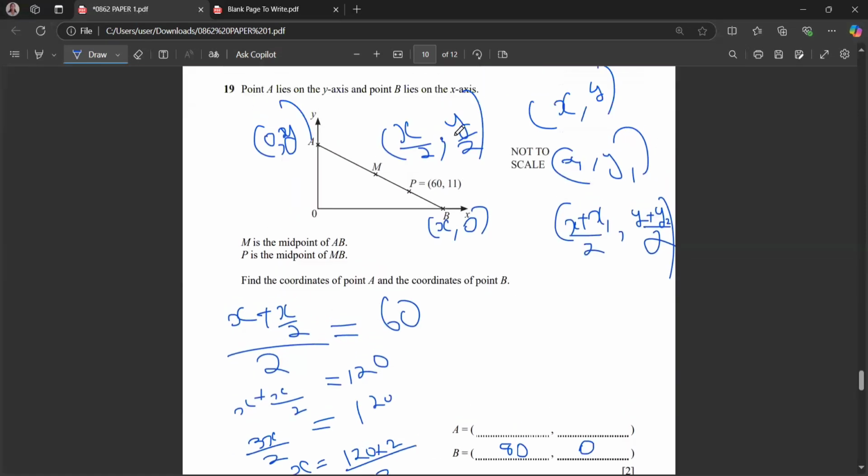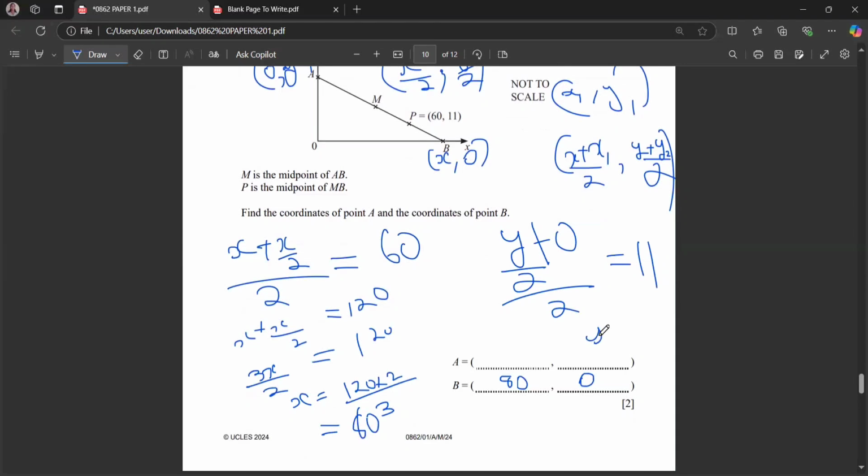Now, to find the y value, (y/2 + 0) divided by 2 should be equal to 11. That means y/2 + 0 equals 11 times 2. So y/2 is 22, and y is equal to 2 times 22, which is 44. So the y coordinate is 44. So the point is (0, 44).